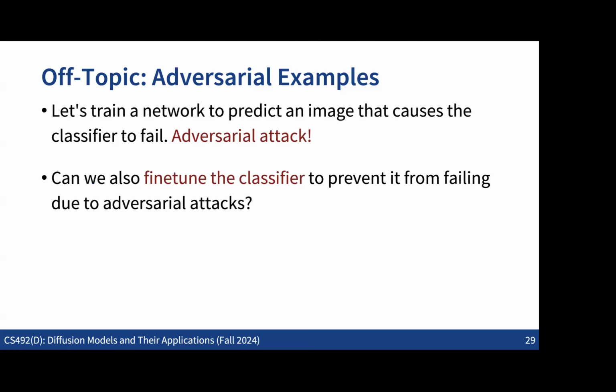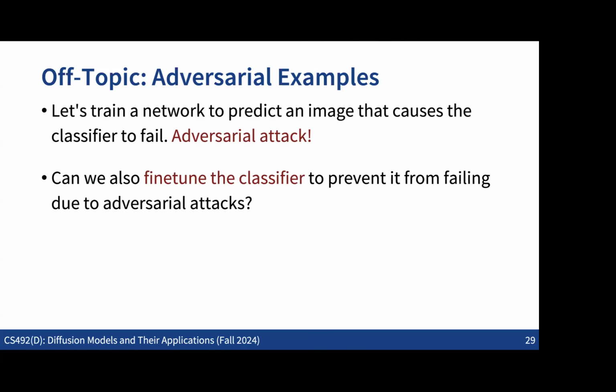Then we can also use this other neural network to improve the given classifier. We can fine-tune the given classifier so that it can now make the correct prediction for images that were produced by the other network, right?